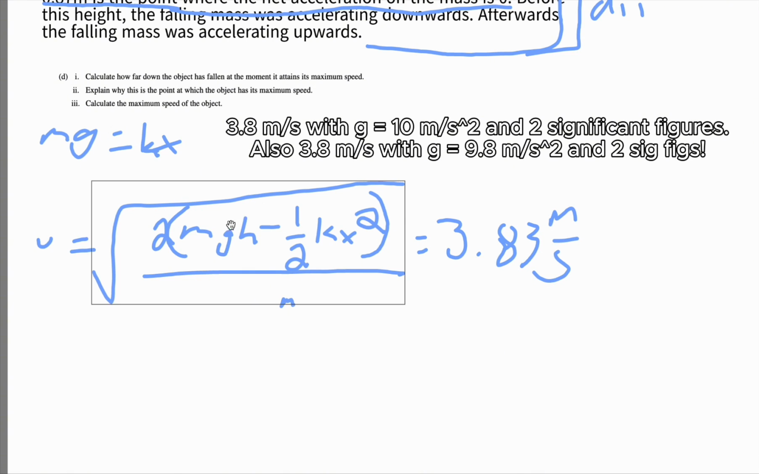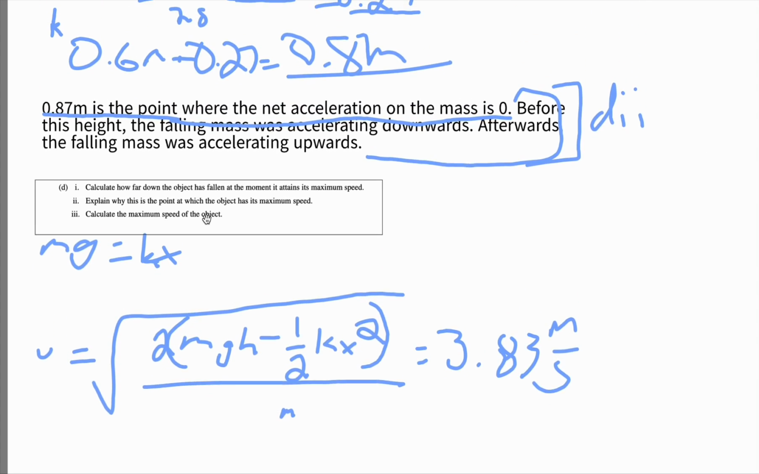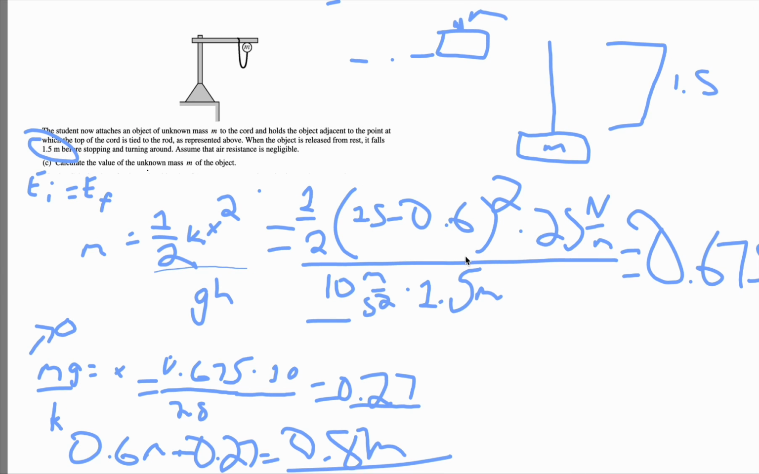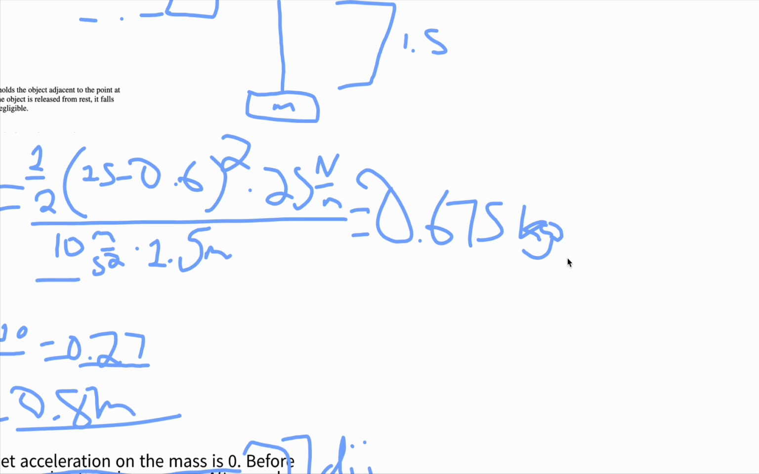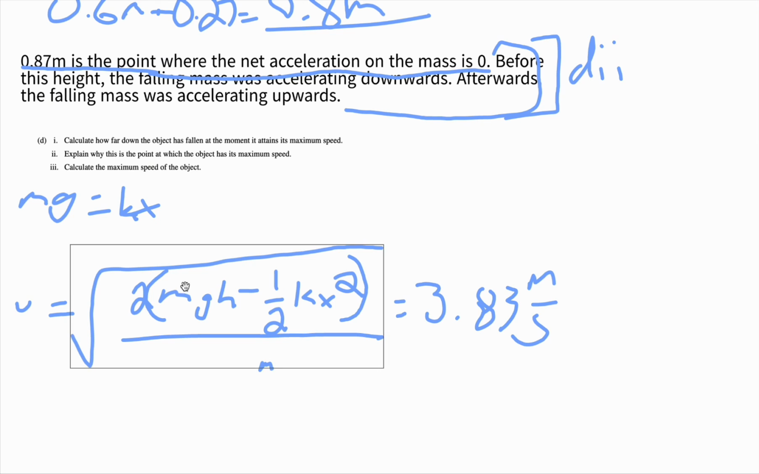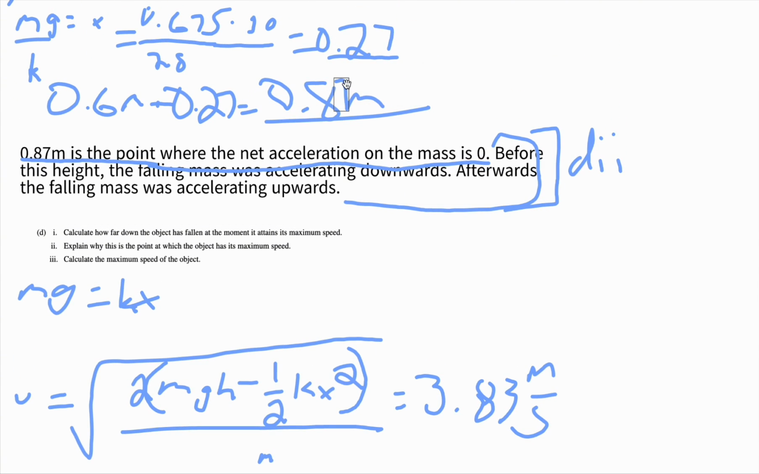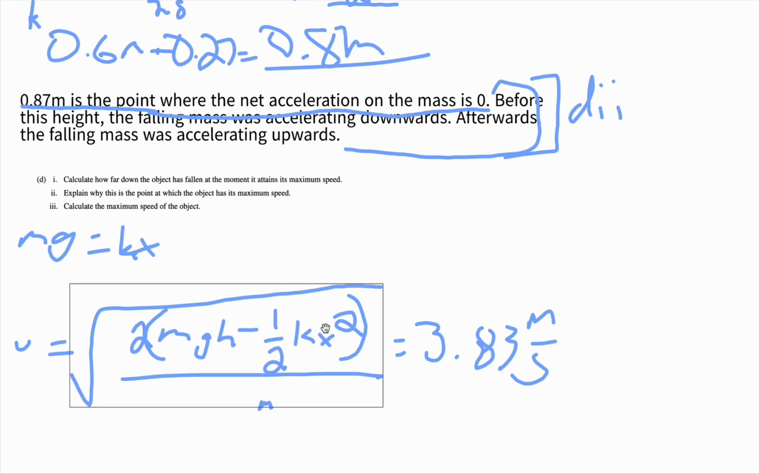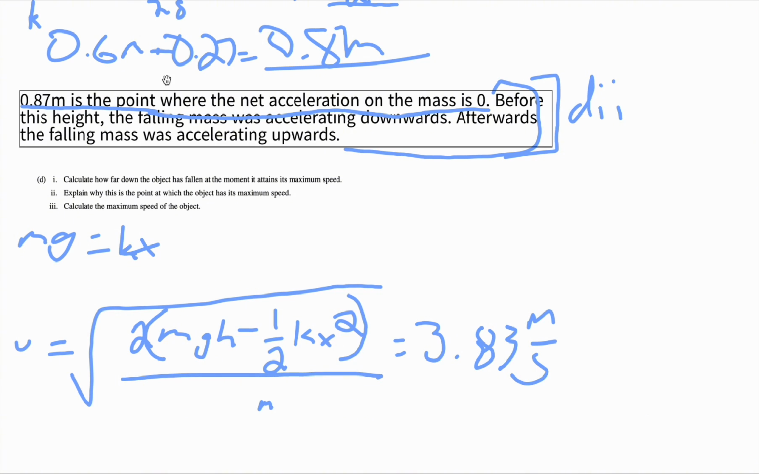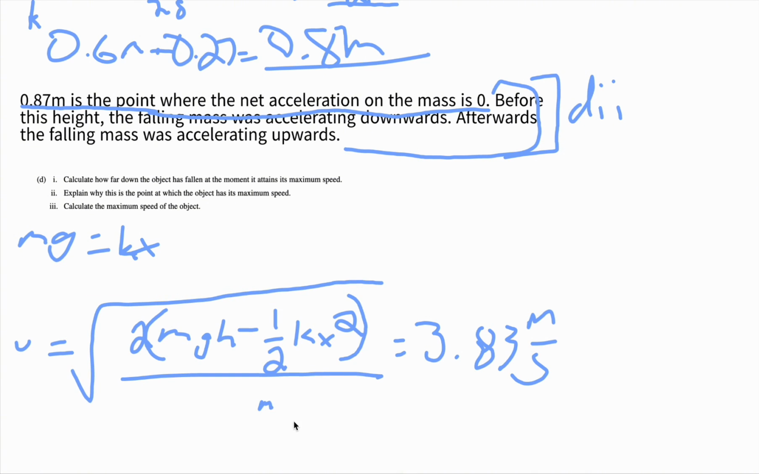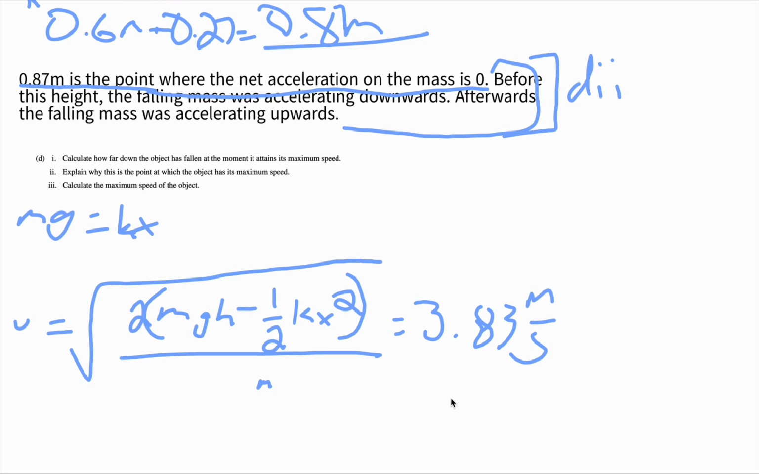Of course, recall that our mass is 0.675 kilograms, g 10 meters per second squared, h 0.87 meters, k 25 newtons per meter, x 0.27, and just remember to divide everything by mass. And that is it.